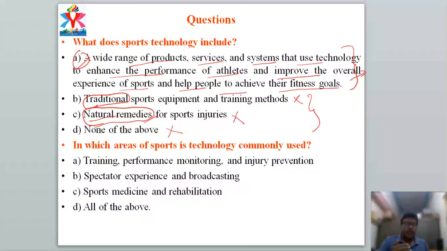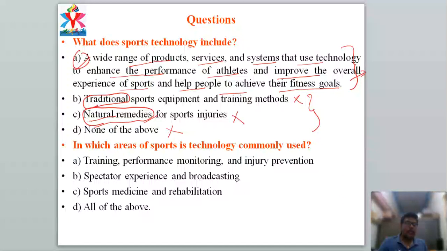And the second question: in which area of sports is technology commonly used? Repeating, in which areas of sports is technology commonly used? సో ఏ సందర్భాలలో ఏ పరిస్థితుల్లో ఏ విధానంలో ఈ స్పోర్ట్స్ టెక్నాలజీని కామన్గా ఉపయోగిస్తారు అనేటువంటిది క్వశ్చన్. So here the first option is training, performance monitoring and injury prevention.